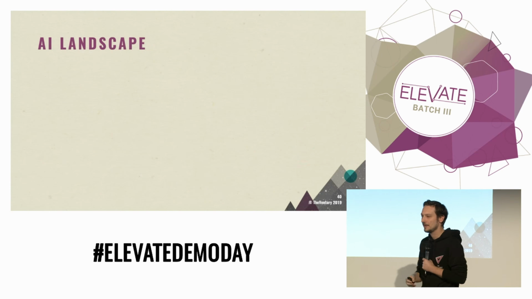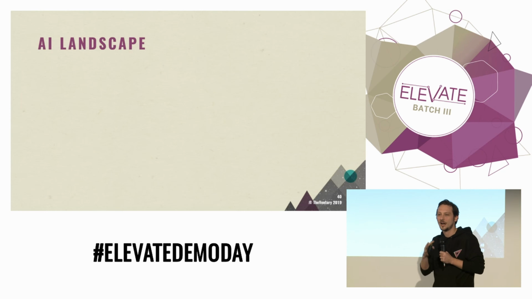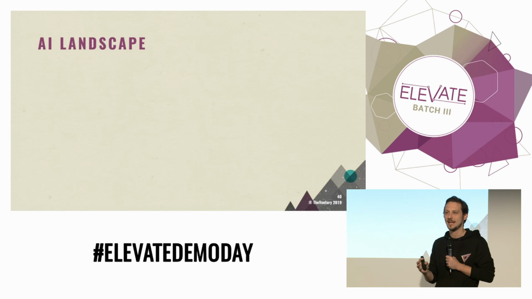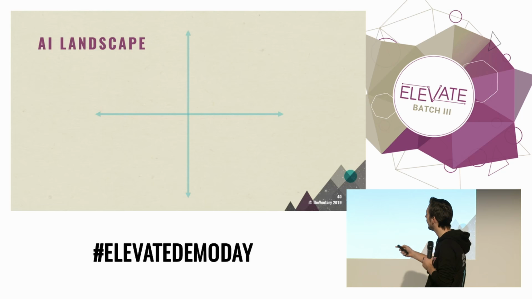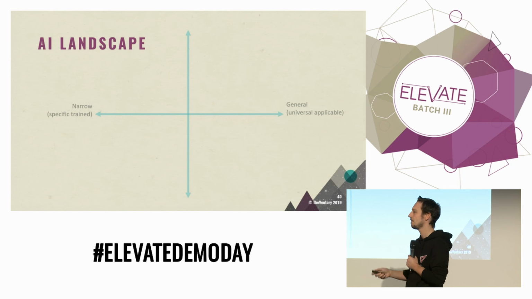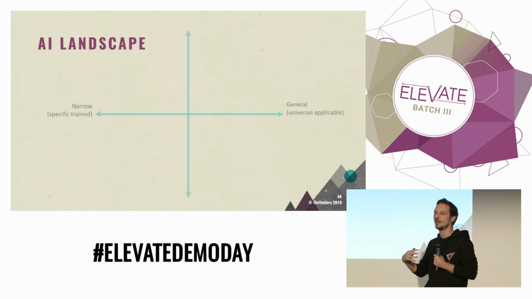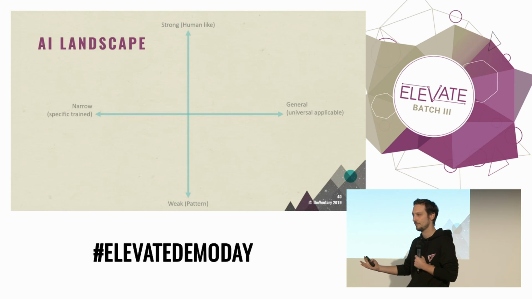So let's pin that down a little bit on the landscape. Let's take a look back. Where are those techniques? I think there's a really nice crosshair to play on the artificial intelligence space. On the one hand of the crosshair, you have a very narrow, specific trained AI. On the other hand, you have a very general, universally applicable artificial intelligence. And on the y-axis, you have weak or pattern-based AI and strong human-like AI.